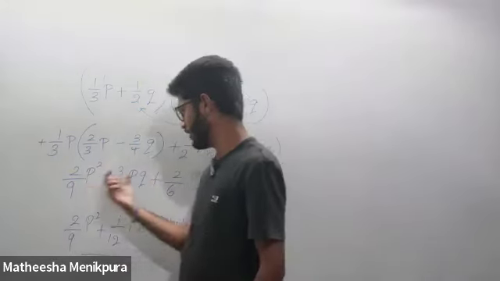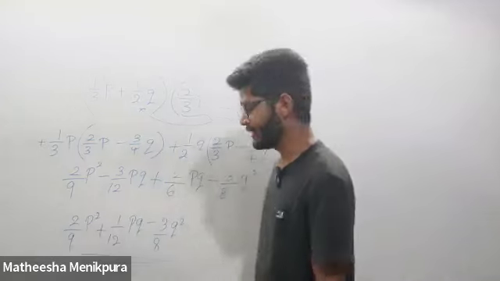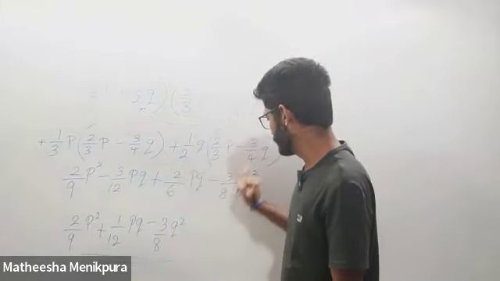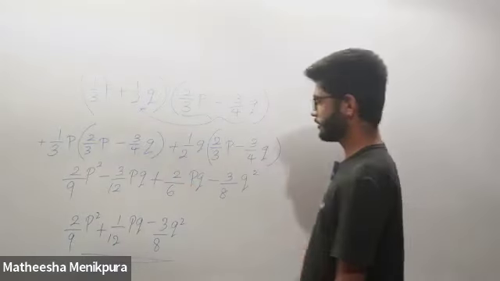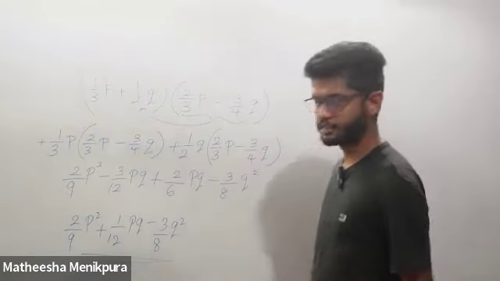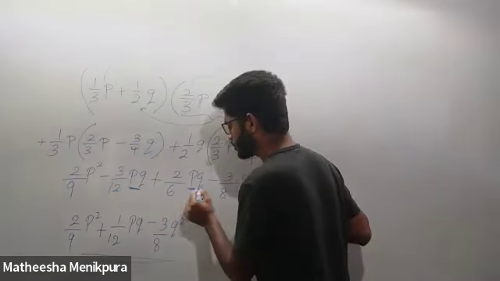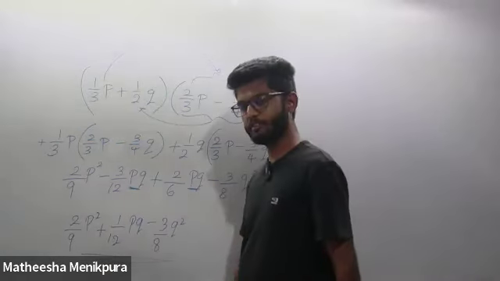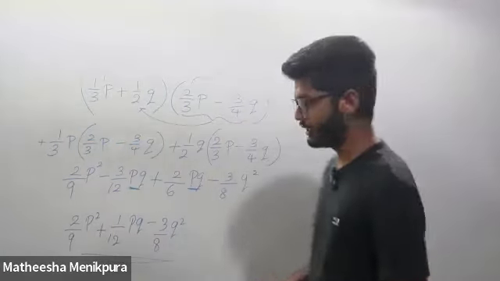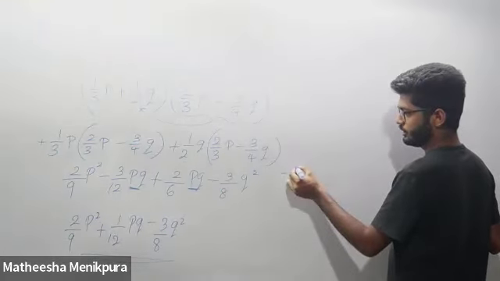Here we don't have any other p squared terms, so we can't simplify that one further. Q squared is also alone, we don't have any other q squared terms, so that one also we can't simplify further. But here I have a pq term, and here also I have a pq term, so both are like terms. I can simplify them and get a final answer. So we'll do that simplification here.